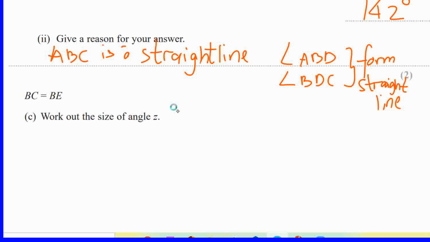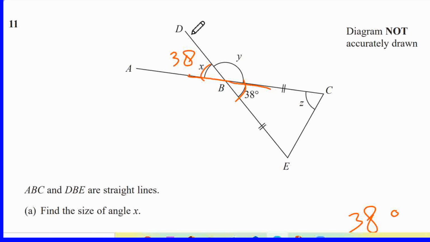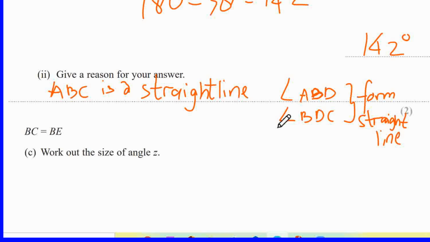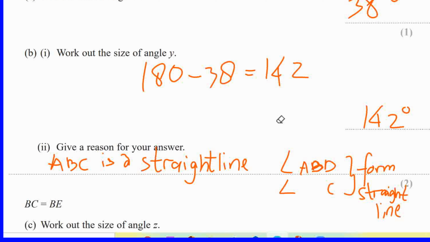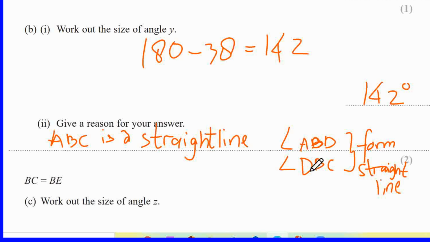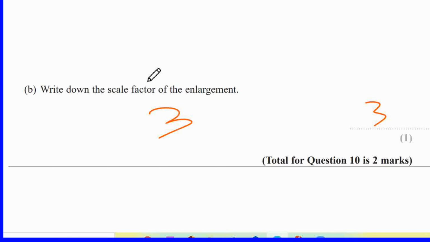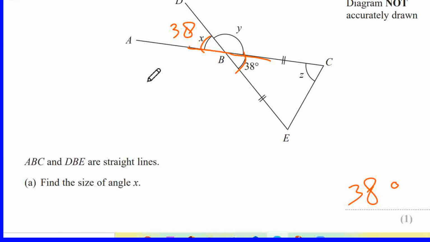ABC is a straight line, and angle ABD and angle DBC form a straight line, so ABD is equal to... BC is equal to BE.